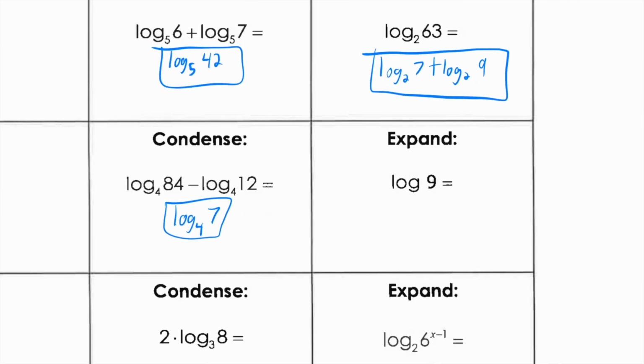Or as we expand, we say what could have divided to get to 9? Literally infinitely many examples. I'll do 27 divided by 3. So I'll have log of 27 minus log of 3, both being base 10, since our original was base 10.